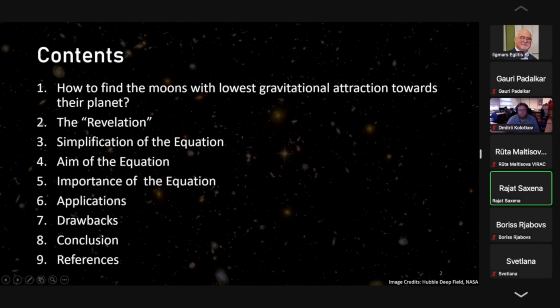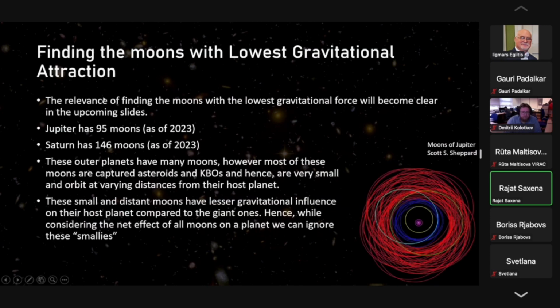So basically, compared to the inner planets like Earth and Mars, which have like 1 and 2 moons, Jupiter and Saturn have many, many moons. For example, Jupiter has 95 and Saturn has 146. And most of these moons of the outer planets are actually captured objects. And these objects can be asteroids or KBOs. So for reference, I've just put an image here.